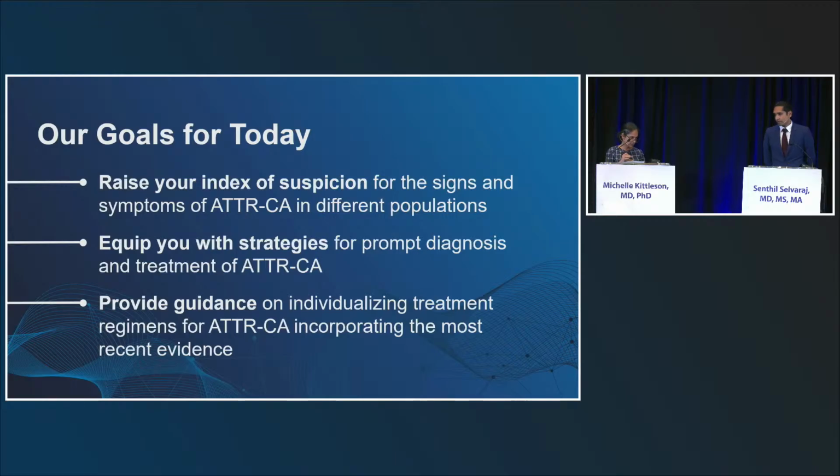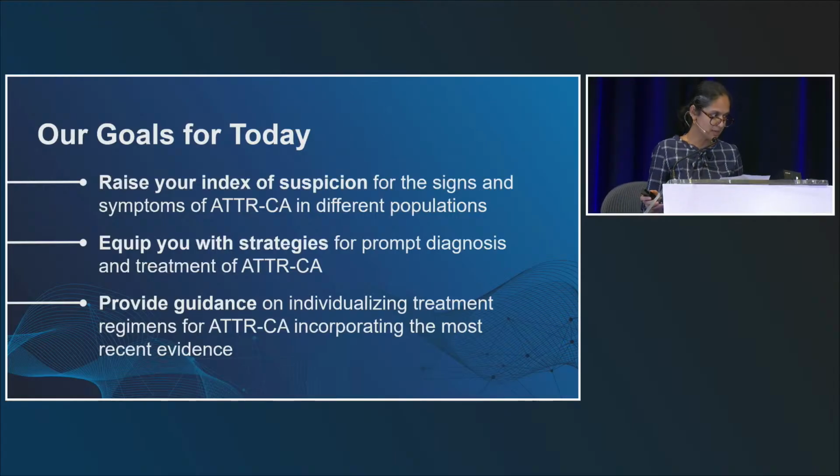So our goals. Number one, raise your index of suspicion for the signs and symptoms of ATTR cardiac amyloidosis. Equip you with strategies for prompt diagnosis and treatment. Provide guidance on individualizing treatment regimens for ATTR-CA, incorporating the most recent evidence. So bottom line, we are going to make you care about it, be excited about it, and go out and save lives of people with it.